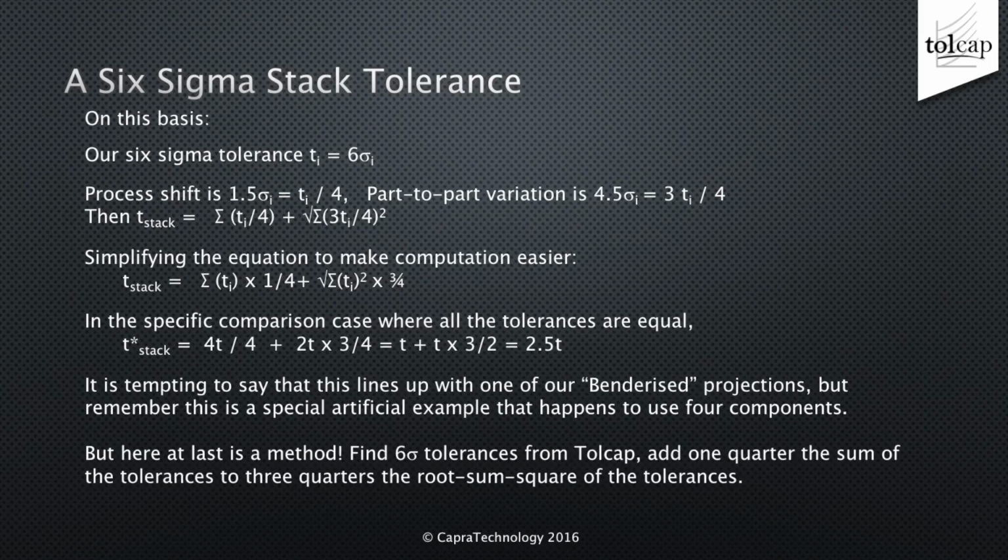And in the specific comparison case where all the tolerances are equal, T star stack comes out to be 2.5T. It's tempting to say that this lines up with one of our benderized projections, but remember that this is a special artificial example that happens to use 4 components. But here at last is a method. Find 6 sigma tolerances from Tolcap, add 1/4 the sum of the tolerances to 3/4 the root sum square of the tolerances.